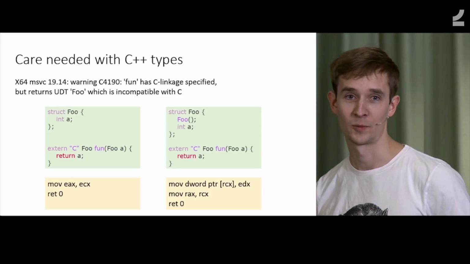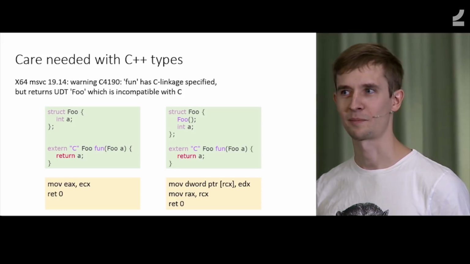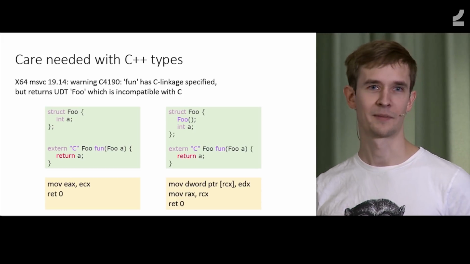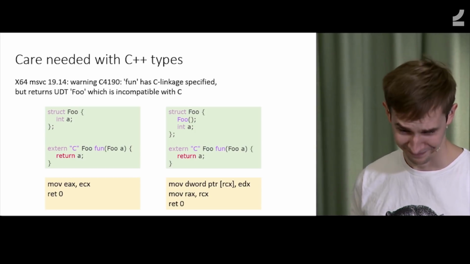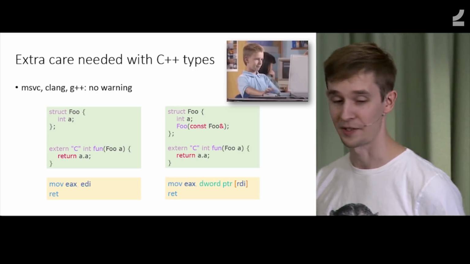Luckily, some compilers will give us a warning. MSVC will, Clang will, G++ did not tell me that something is wrong. So they will tell you, you're going to have a bad time. Those functions cannot be used from C. But let's go deeper. Here's a very similar thing, where you still have a struct with just a single integer.